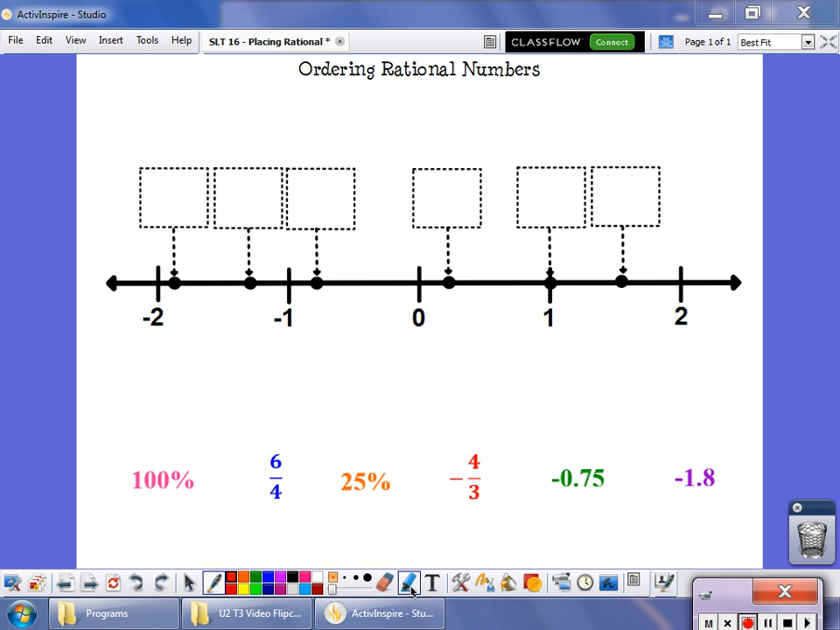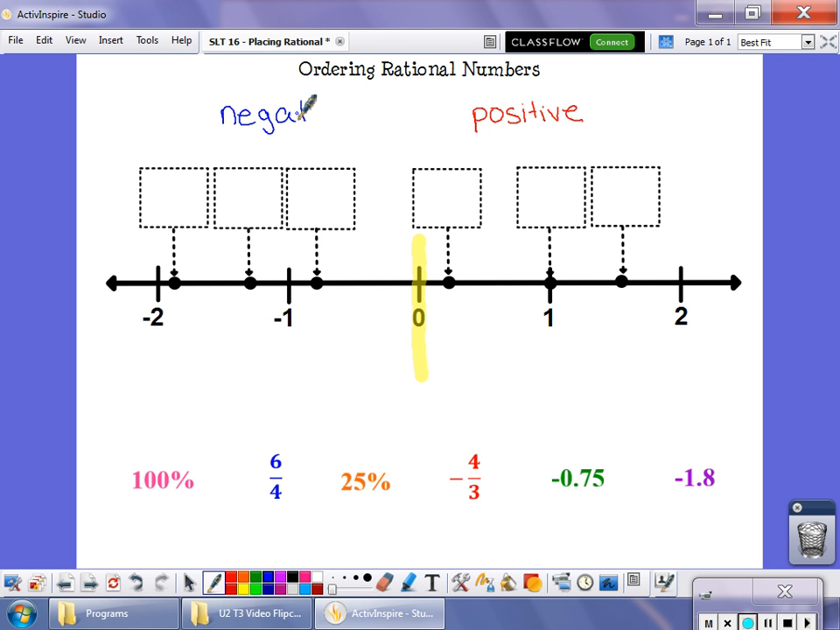Using a number line can help you order rational numbers. What I like to do is think of these numbers in terms of 0. I look for numbers that are positive, and I know that my positive numbers are going to go on this side of 0. And I know that my negative numbers will go on the other side of 0.